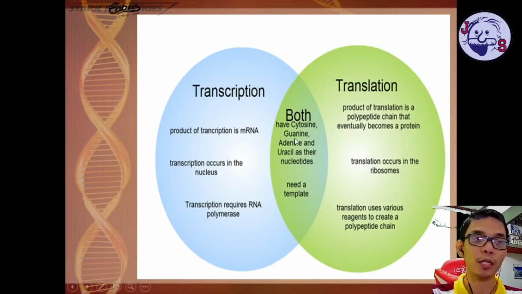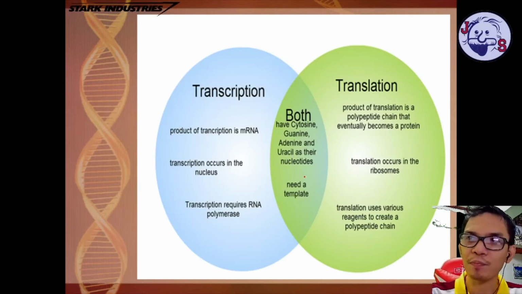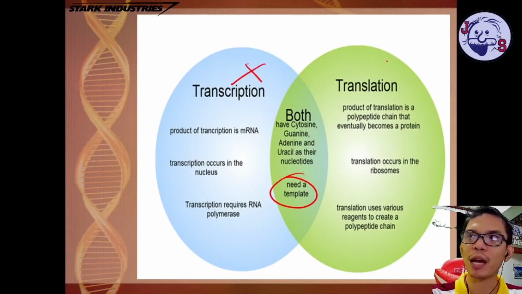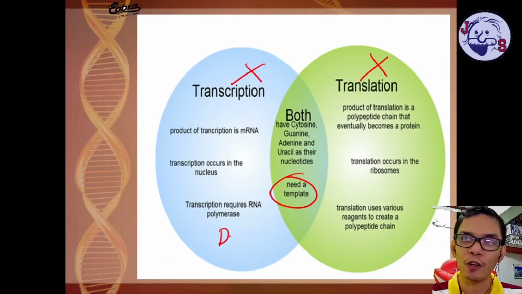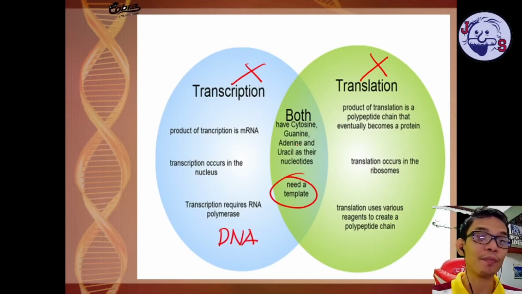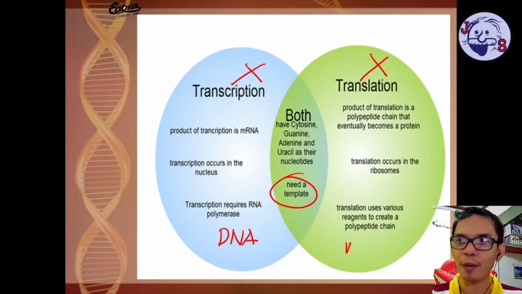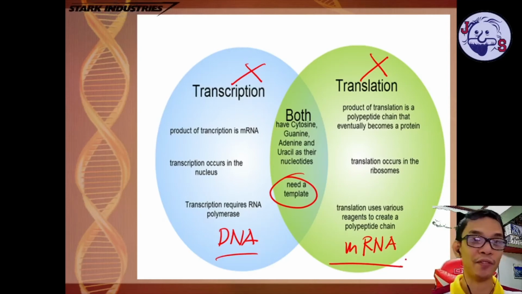Alright, both processes use nucleotides: cytosine, guanine, adenine, and uracil. And most important, the similarity between the two is that they need a template. Without the template, the transcription process and translation process will not work. Now, what particular template? In transcription, the template is DNA, and in the translation process, the template is the mRNA. So that is their difference. Those are the two processes that we have right here.